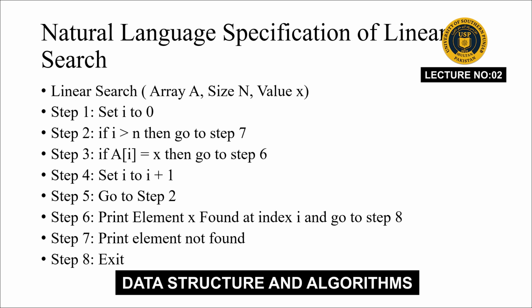The first step is set i to 0. The second step is, if i is greater than n, then go to step 7, which is print element not found. If a of i is equal to x, then go to step 6, which is element found at index i, and go to step 8. If a of i is not equal to x, then set i equal to i plus 1, go to step 2.